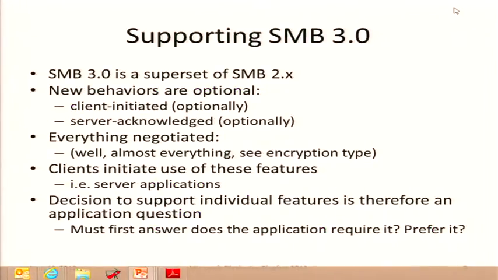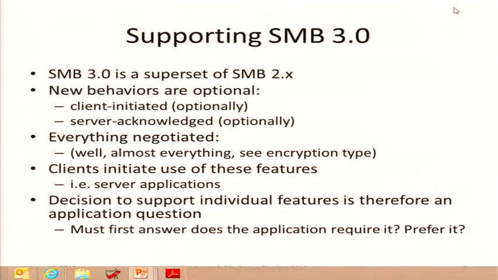To get to actually implementing it, supporting 3.0, it's a superset. It's strictly a superset of SMB2.x. All the new behaviors are optional, except for one. They're client initiated optionally. The client chooses to do them. And they're server acknowledged or server supported optionally. The server can decline to support them. Everything is negotiated, almost everything. And clients initiate the use of the features.